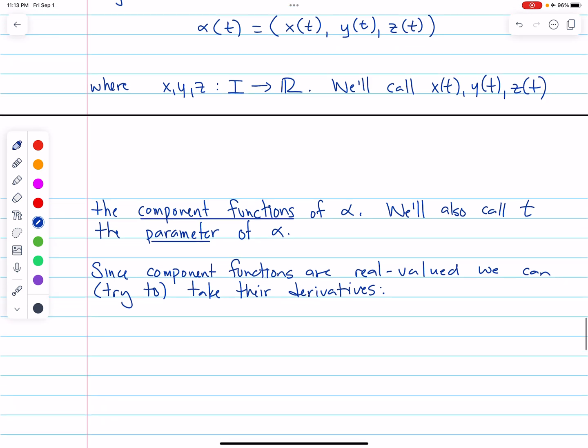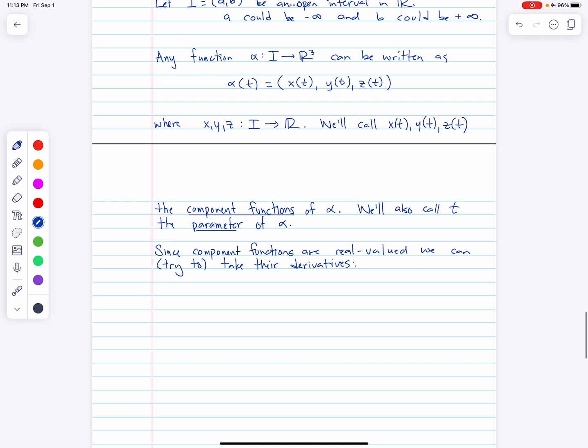So back to the task at hand. Since the component functions are real valued, we can try and take the derivatives. So for example, we can try and take the derivative of x of t, which we'll sometimes just denote by x prime or dx by dt. And of course, this is just the limit as h goes to 0 of x of t plus h minus x of t over h. Okay. Now, of course, this derivative may or may not exist.